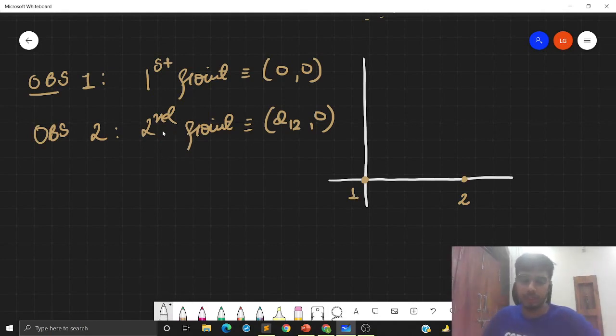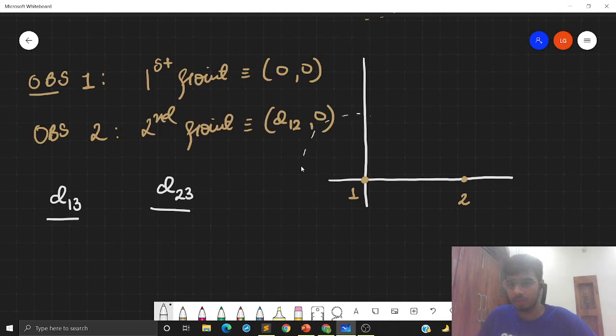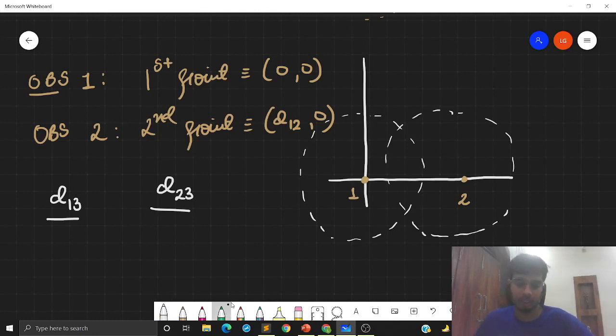What about the third point? Suppose I ask these two queries. I ask the distance of the third point from the first point, and I ask the distance of the third point from the second point. And I have these two values with me. Now again, as we have seen, we can have a circle with the origin as the center. We can have another circle with the second point as the center, and then it will say that we have two possibilities for the third point. Let's just find these possibilities mathematically also.